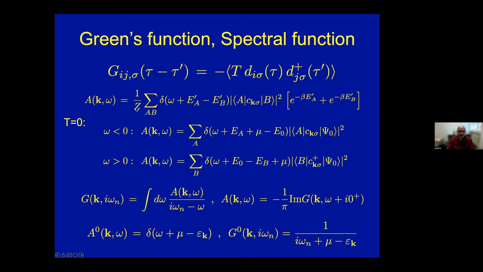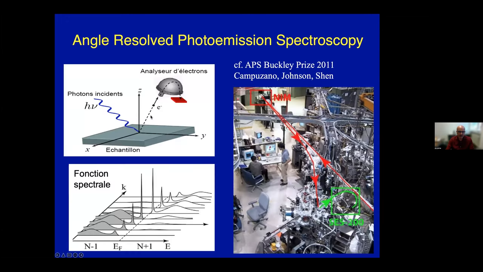And this object, the Green's function or the spectral function, is really the key mathematical object around which DMFT is going to be constructed. The nice thing is that, modulo some assumptions, the spectral function is something which can actually be measured in real life in the lab. This is an example of a photoemission beamline at a synchrotron.